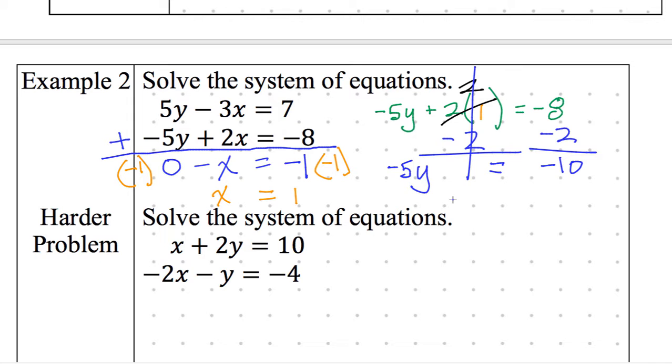What is my final step to get y by itself? 1 person knows, 2 people know, 3 people know, 4 people know. Gunner. Divide by 5. Careful. Wait. -5. Yes, so divide by -5 on both sides. And what is y then, Gunner? Y equals 2.